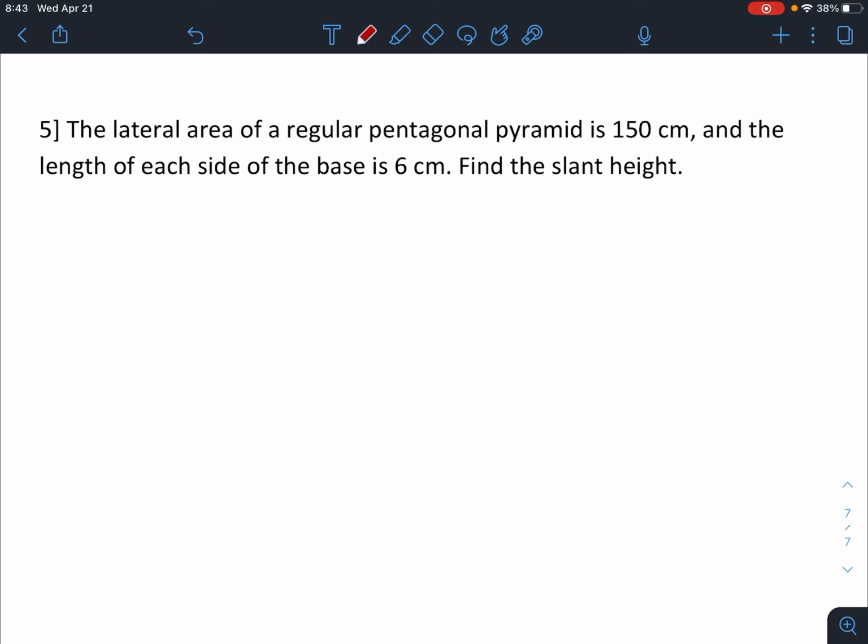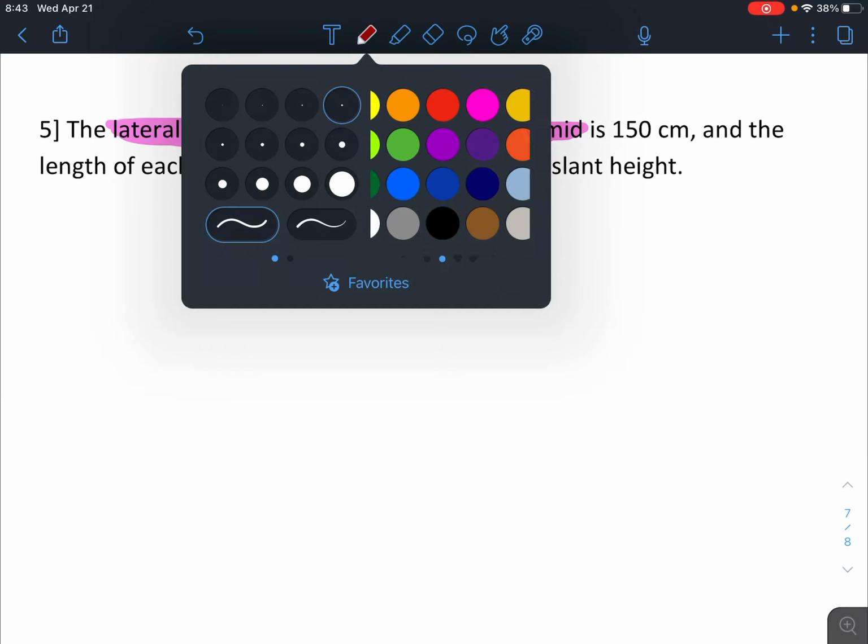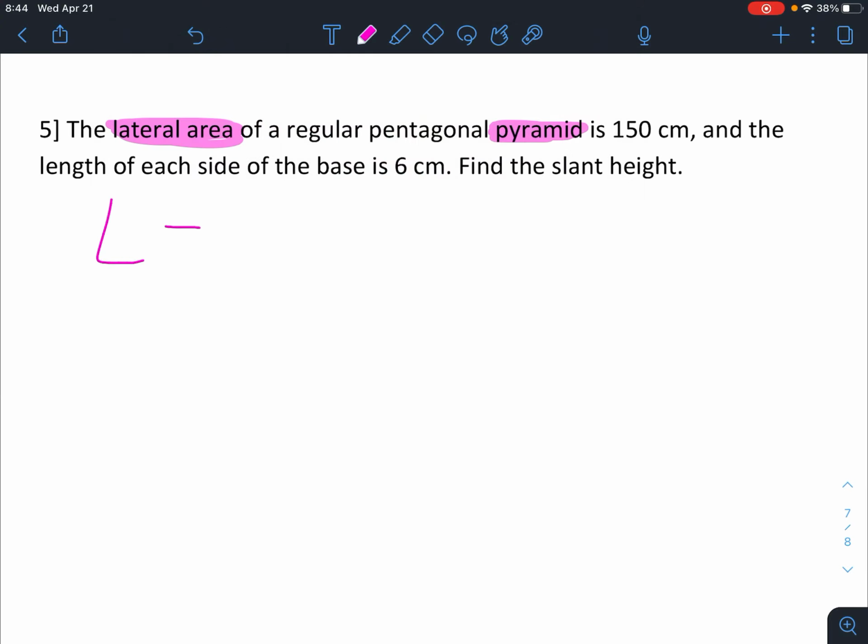All right, last one. The lateral area of a regular pentagonal pyramid is 150, and the length of each side of the base is 6. Find the slant height. So the key here is that we're talking about lateral area of a pyramid. So we're going to write down our lateral area of a pyramid formula, which is PL over 2. So what do we know? We know that L is equal to 150. We're told that. And we're also told that each side of the base is 6.